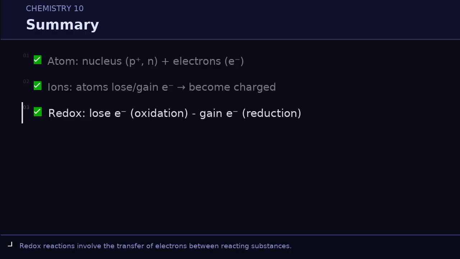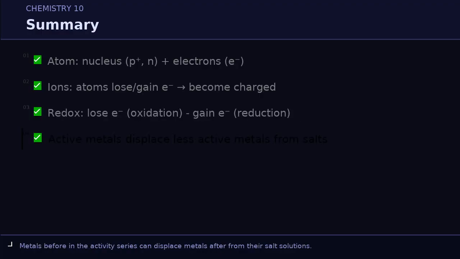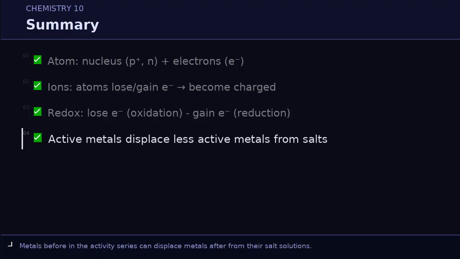Redox reactions involve the transfer of electrons between reacting substances. Metals before in the activity series can displace metals after from their salt solutions.